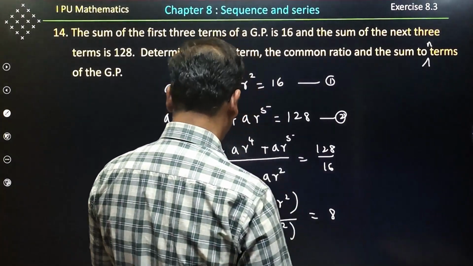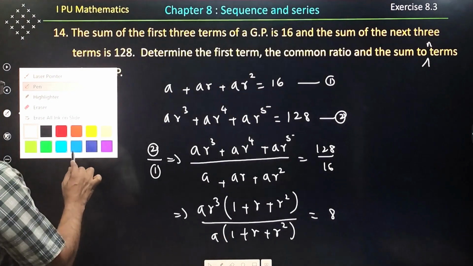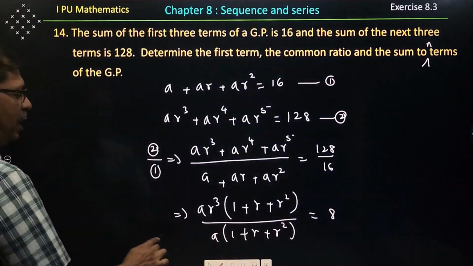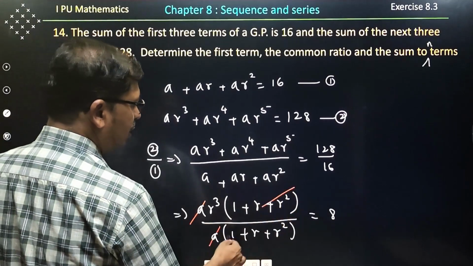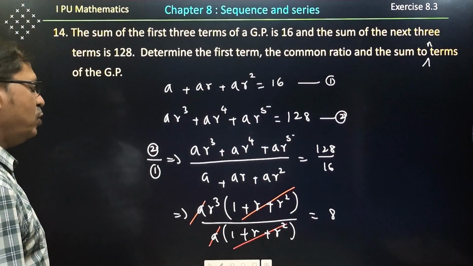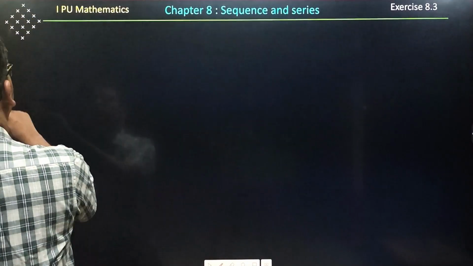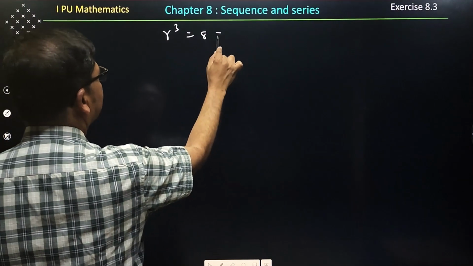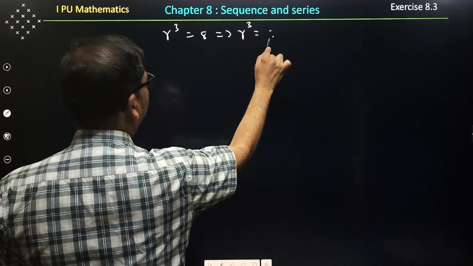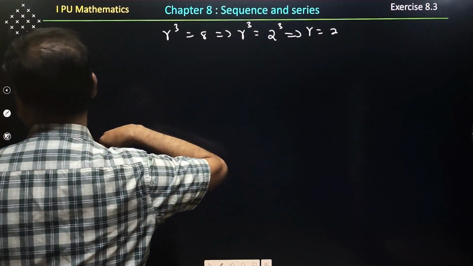Yes, sir. Okay. Now you eliminate. In this case, carefully observe here. You can eliminate this A and A, 1 plus R square together, with this. So, R cube equal to 8 you are getting. It means R cube is equal to 2 to the power 3. This means R is equal to 2. We got the common ratio.